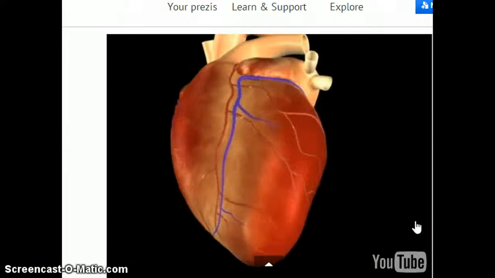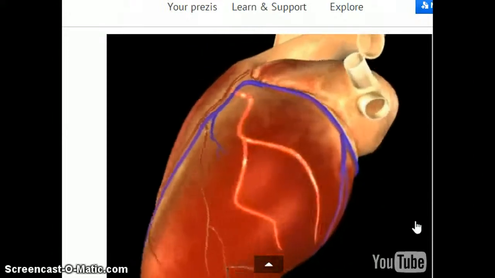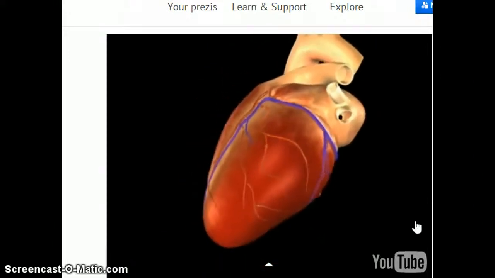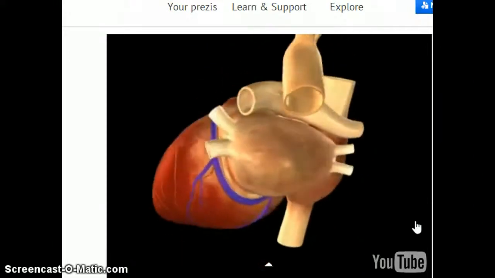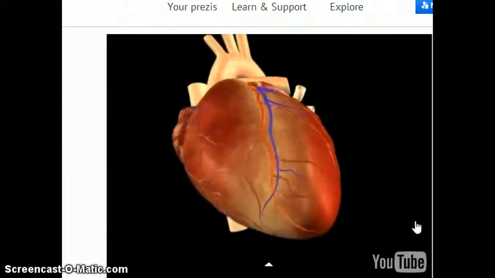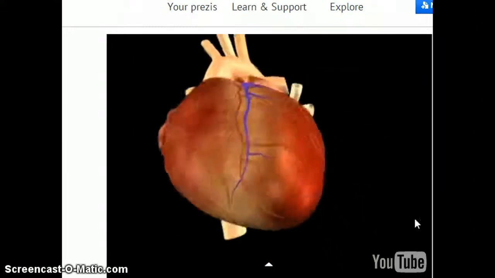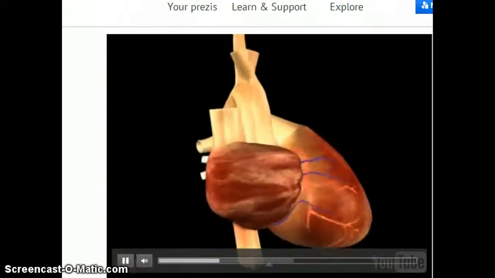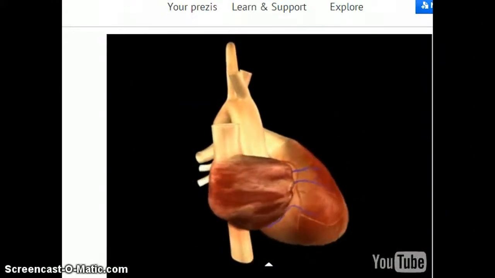There are two major coronary arteries, the right and the left. The left splits into two arteries: the circumflex artery, supplying the left and posterior sides of the heart, and the left anterior descending artery, supplying the front of the heart. The right supplies the posterior side of the heart.